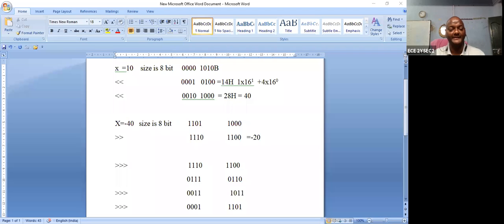How many times am I shifting left? 2 times. So 10 into 2 power 2, 2 square. 2 square stands for 4. 4 into 10, that's 40.